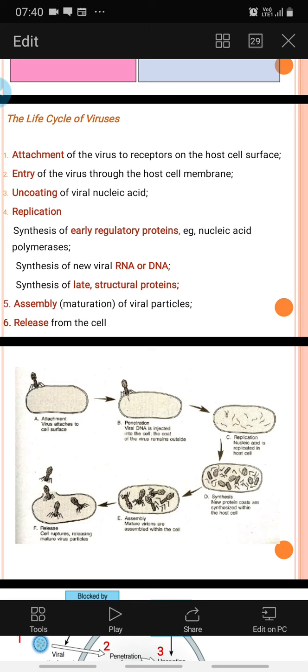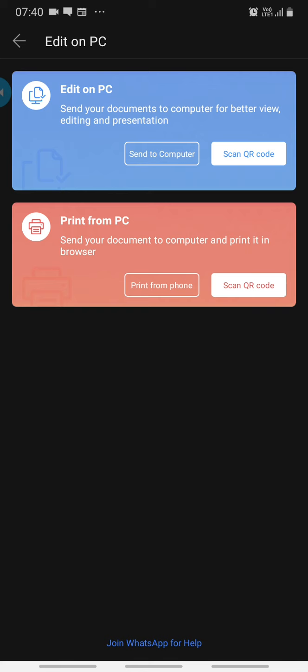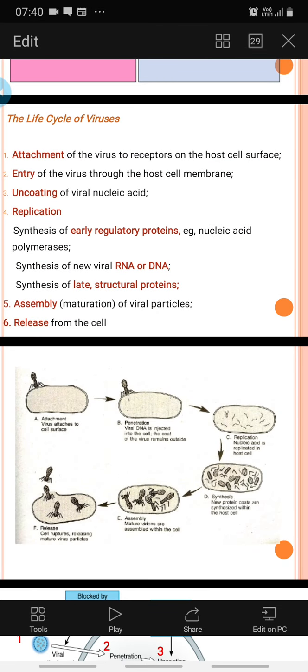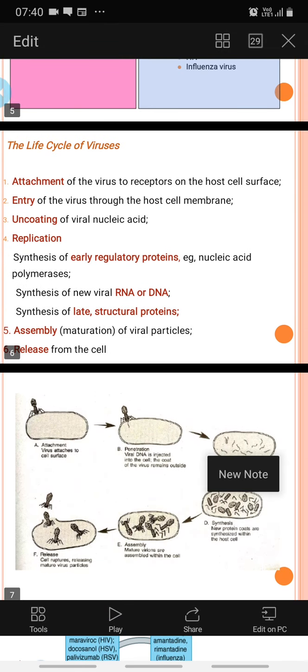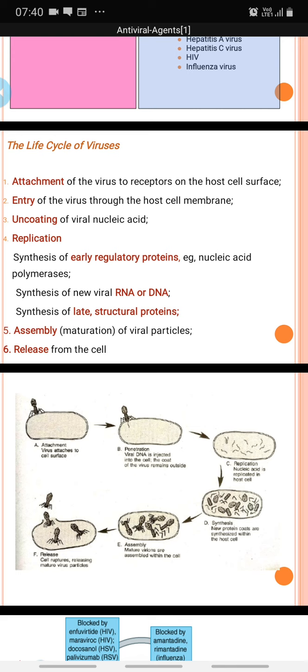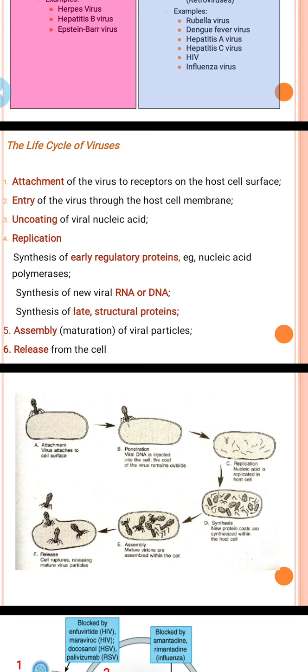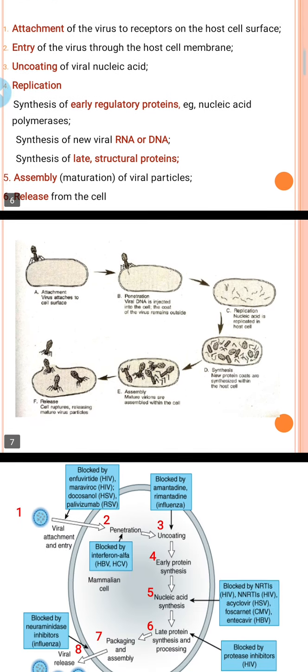Number 4 is replication, and there is synthesis of the early regulatory proteins like nucleic acid polymerase, that is DNA or RNA polymerase. There is synthesis of new viral RNA or DNA, and later synthesis of the late structural proteins. After the synthesis of these late structural proteins, the number 5 step is assembly of the viral particles to form new virus particles. Number 6 is the release of the new virus particles from the host cell. So there are different drugs available to act on these different steps of the virus, so that the drugs can have their antiviral activity.